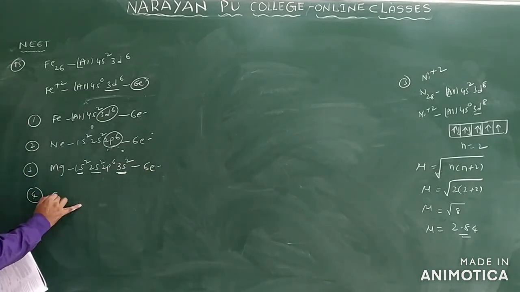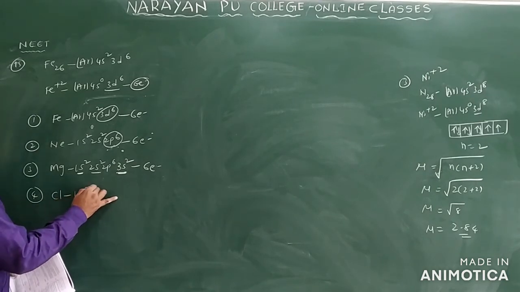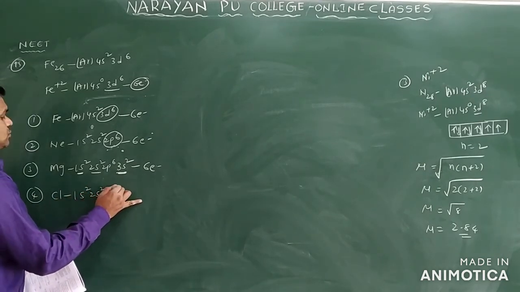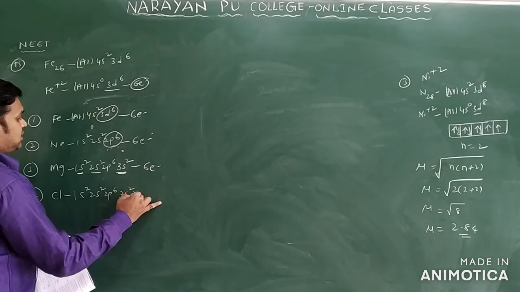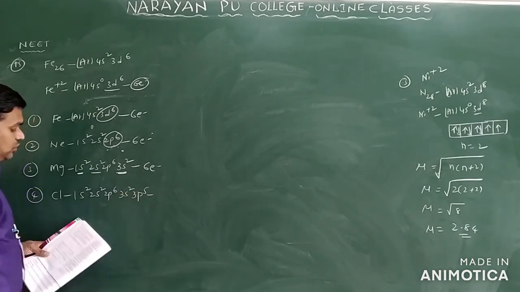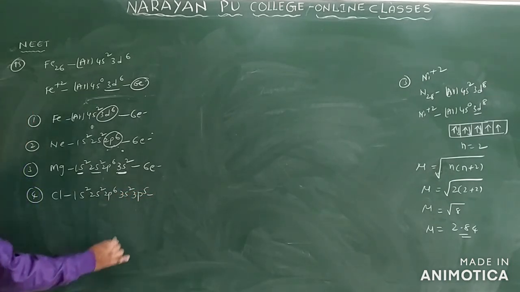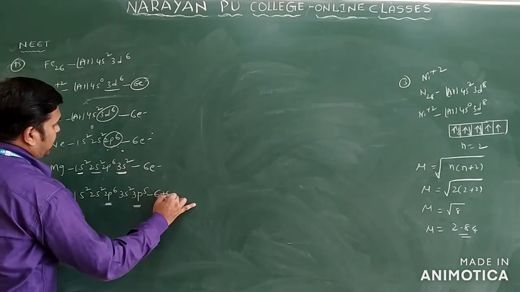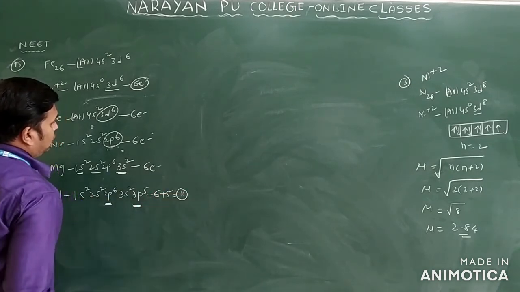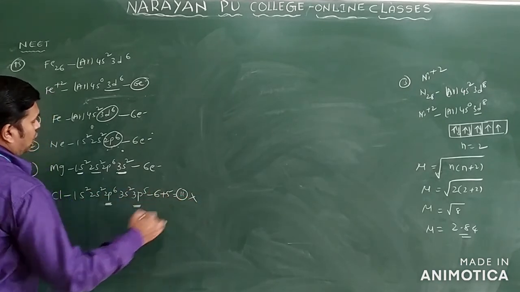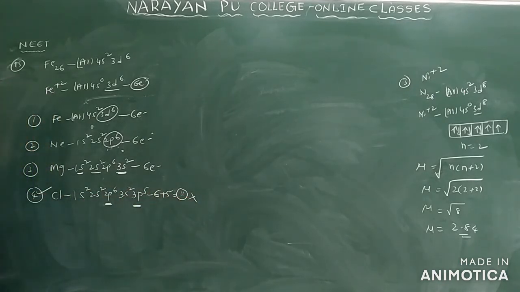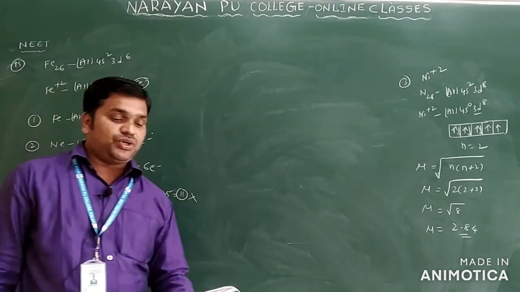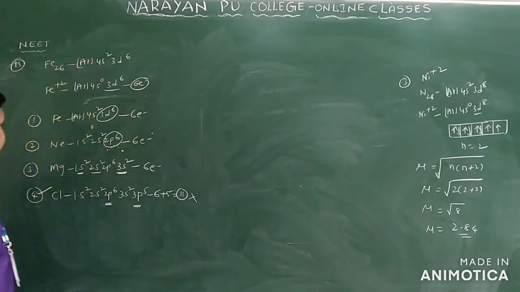P electrons in chlorine. Chlorine we have 17. 1s2, 2s2, 2p6, 3s2, 3p5, so it will be 5. What electrons are they asking? P electrons. Here p electrons 5 is there and here 6 is there. So 6 plus 5, that is equal to how much? 11 only. So this is what? Wrong option. So they ask which of the following is not equal, which? Option 4 is not equal.